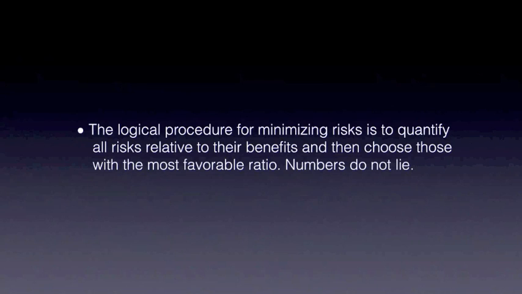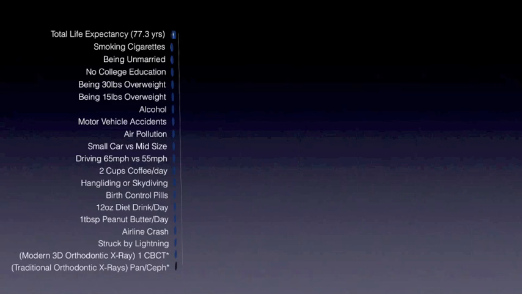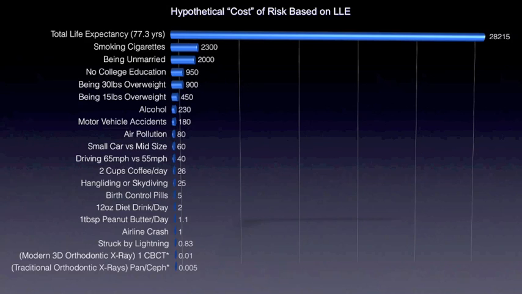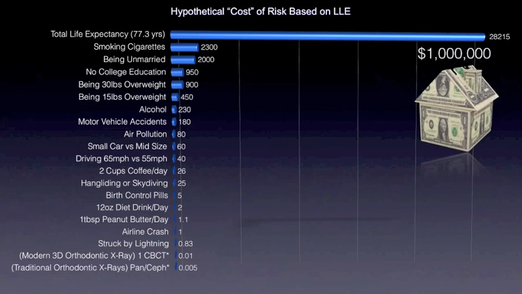Now, the logical procedure for minimizing risk is to simply quantify all the risks relative to their benefits and then choose the ones that have the most favorable ratio. I think it really comes down to the emotional response we have to risk far more than the quantitative response. So to bring a little more of the quantitative response to risk, as compared with the emotional response, I've created this hypothetical cost of risk based on LLEs.